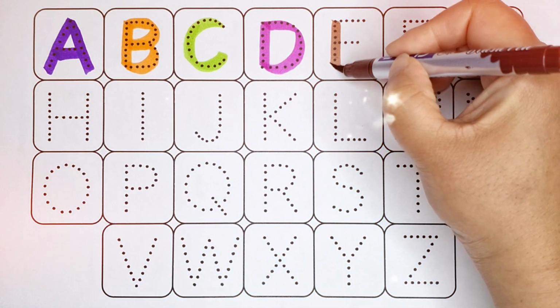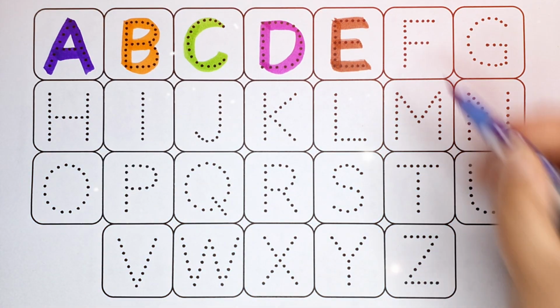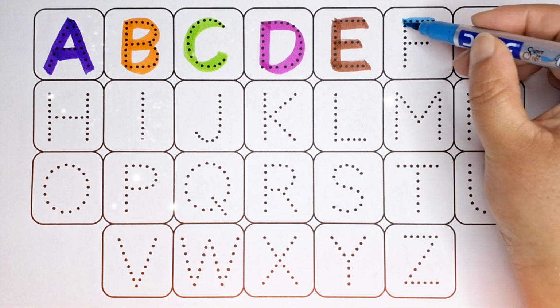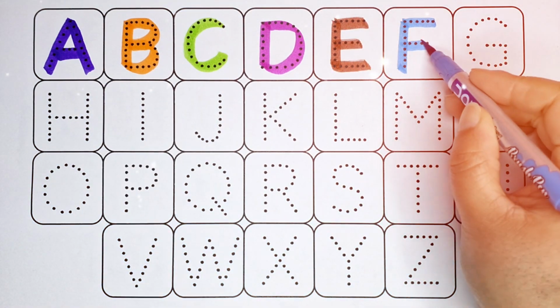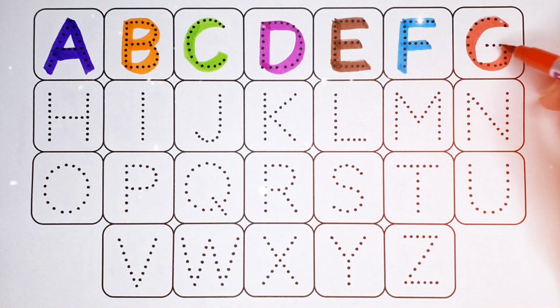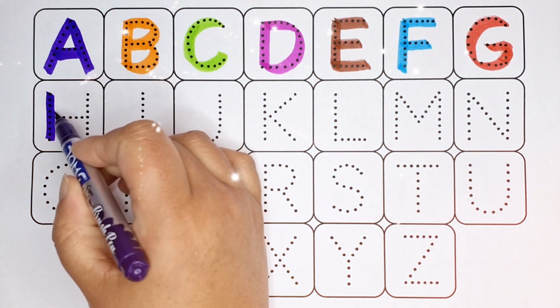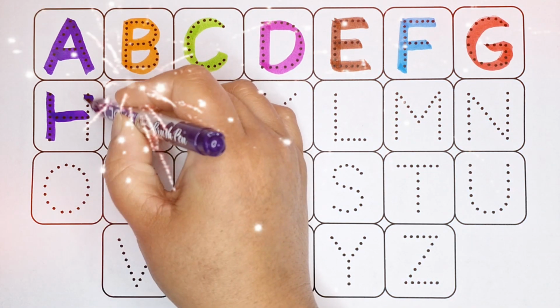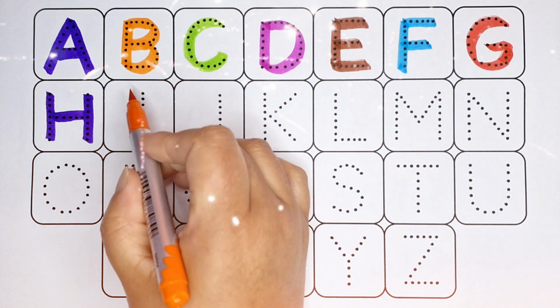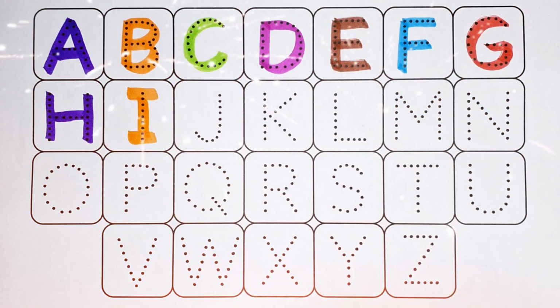Brown color E for eagle. Sky blue color F for fish. Red color G for goat. Purple color H for hippo. Orange color I for ice cube.